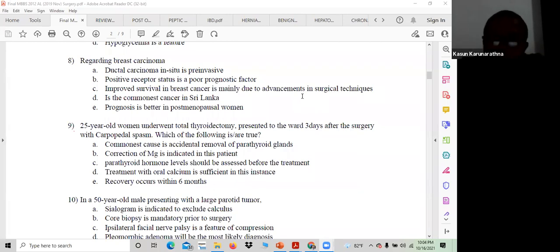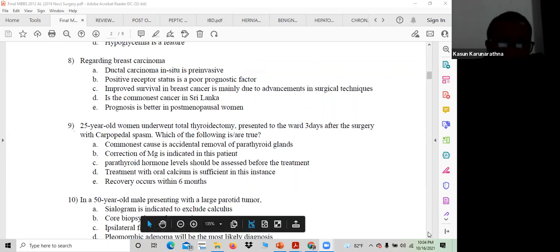There are no features suggestive of tissue repair. There's no clear timeline for that. That is a pathological definition.